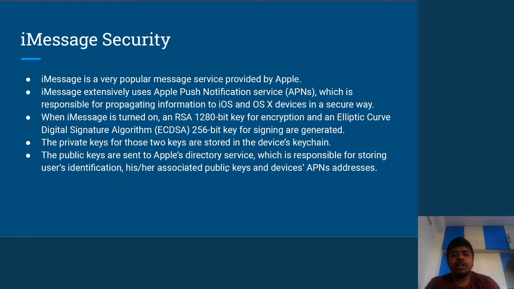iMessage security. iMessage is a very popular message service provided by Apple. It uses APNs, which is responsible for propagating information to iOS and OS X devices in a secure way. When iMessage is turned on, an RSA key and an ECDSA key are generated. The private keys are stored in the device's keychain, and the public keys are sent to Apple's directory service, which is responsible for storing users' identification and devices' APN addresses.